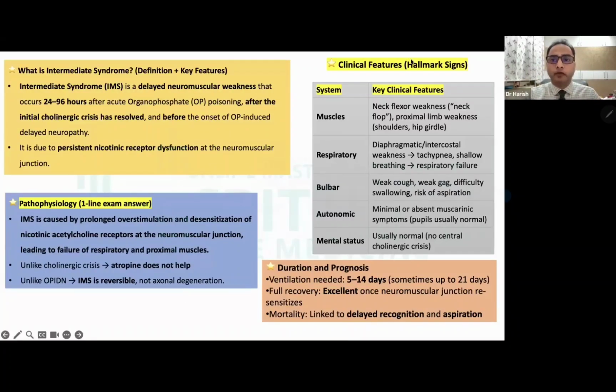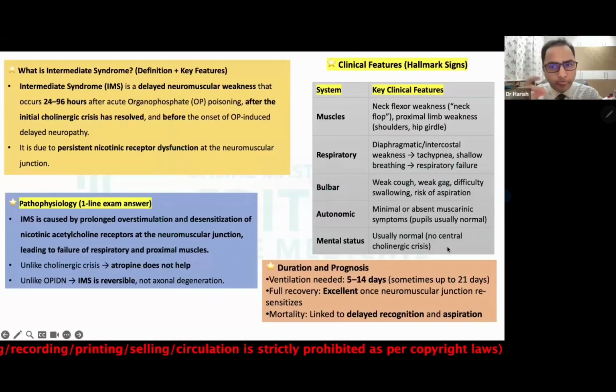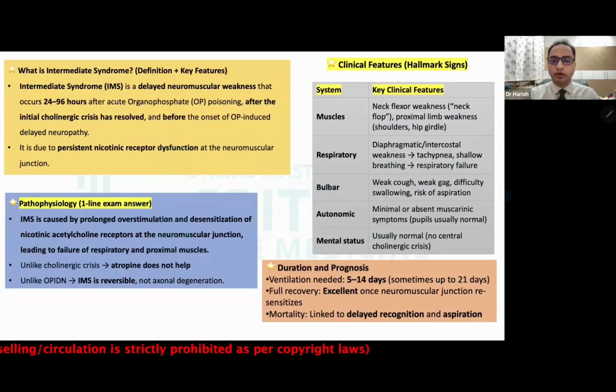Very, very important. Okay. So again, if you see the clinical features, in terms of muscles, they have a neck flexor weakness. We call it as a neck flop, proximal limb weakness, shoulders and hip girdle, respiratory, diaphragmatic and intercostal weakness, tachypnea, shallow breathing leading to respiratory failure, bulbar, so weak cough, weak gag reflex, difficulty swallowing, risk of aspiration will be there, autonomic, minimal or absent muscarinic symptoms. So pupils usually normal because it is the problem with the nicotinic, not the muscarinic. Mental status usually normal, no central cholinergic crisis will be there. Very, very important hallmark signs of intermediate syndrome.